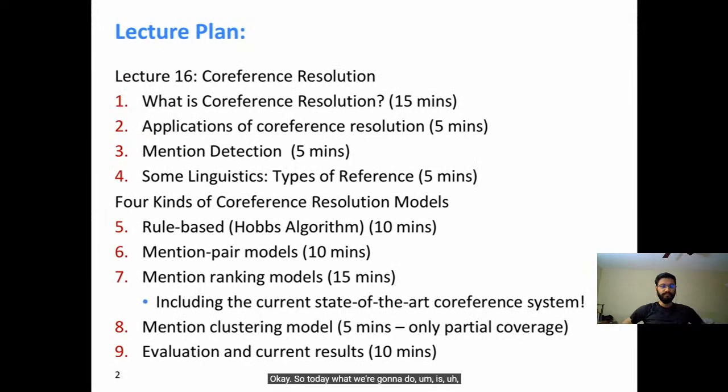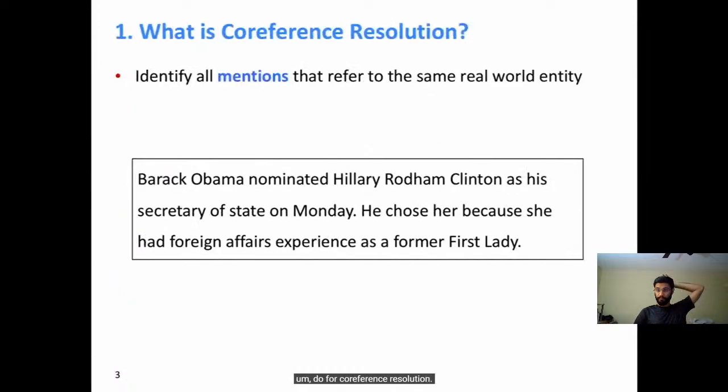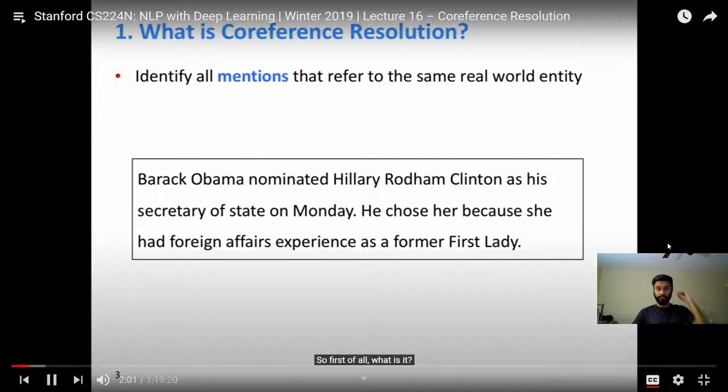Okay, so today what we're going to do is learn more about a linguistic topic for a change and learn some more stuff about what goes on in coreference resolution. So first of all, I'm going to talk about the task and then go on to some of the kinds of models that people do for coreference resolution. So first of all, what is it?